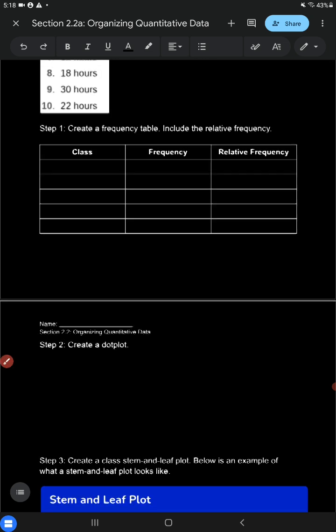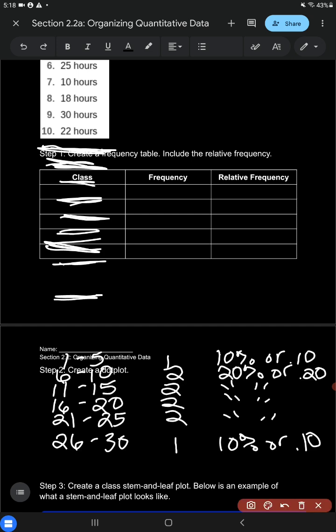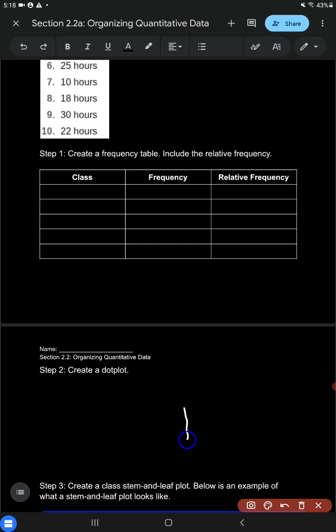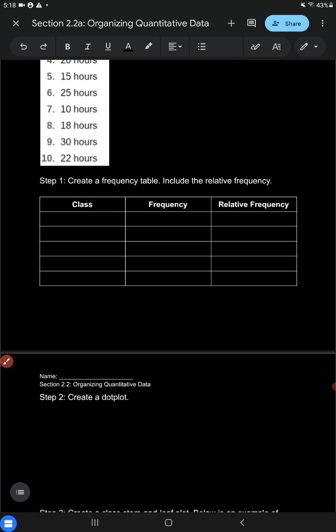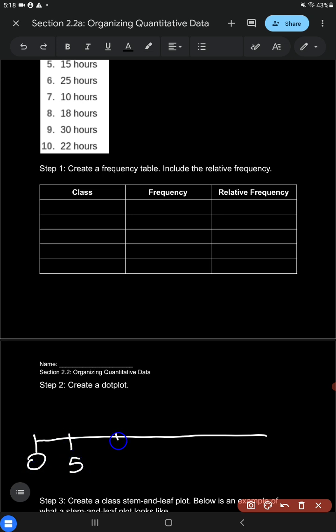So we could also do exactly the same thing with a dot plot, and a dot plot is exactly what it sounds like. It's a plot with dots on it. Okay? And so what I might do for a dot plot is, again, I get to choose what I count by. And so maybe I decide that once again, I want to count by 5. So maybe over here is 0, 5, 10, 15, 20, 25, and all the way up to 30.